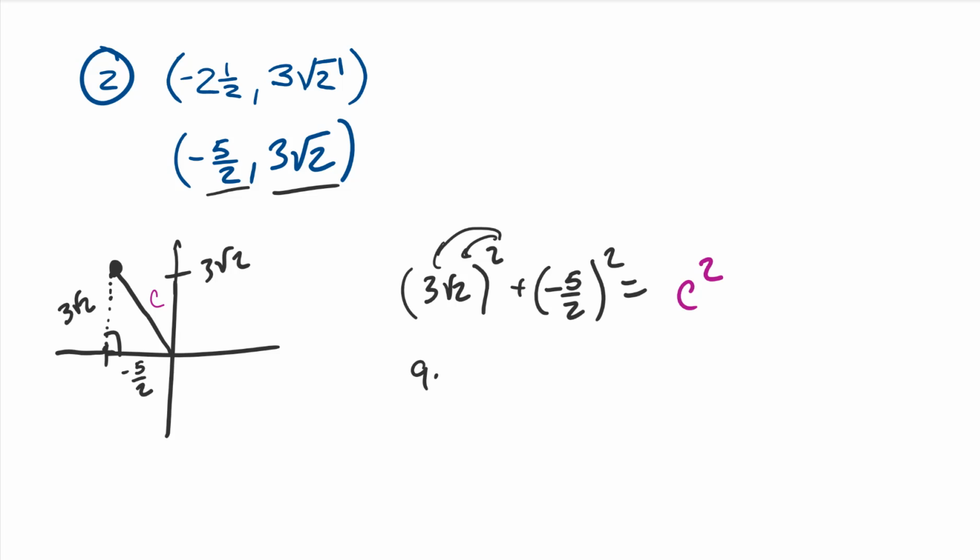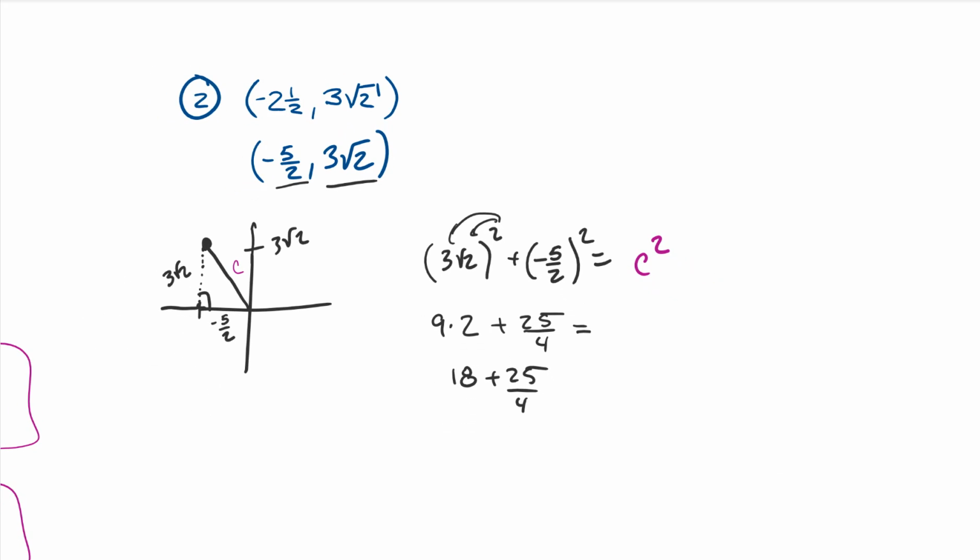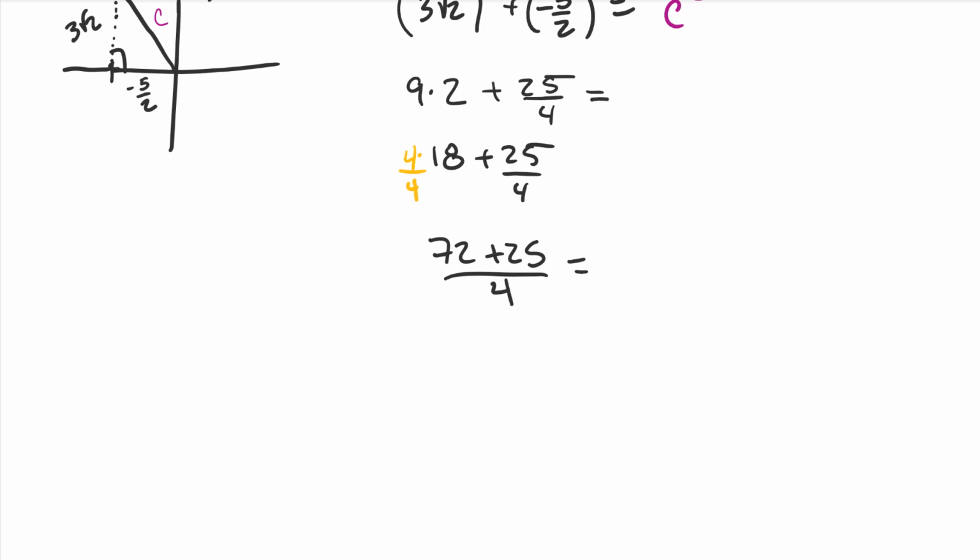So 3 times 3 is 9. Root 2 times root 2 is equal to 2. The negative, when you square it, is going to become positive, and we get 25 over 4 is equal to c squared. So now we have 18 plus 25 over 4. 72, there it is. So 4 and 4, top and bottom. That's how we deal with fractions. So we end up with 72 plus 25 all over 4 is equal to our c squared. And that was 97 over 4 is equal to c squared.